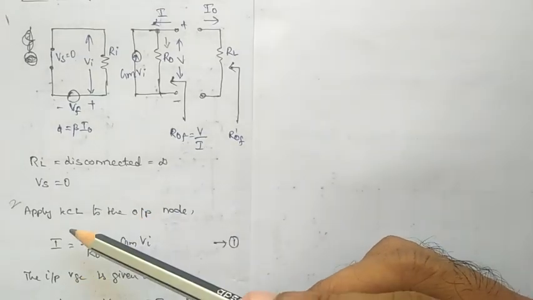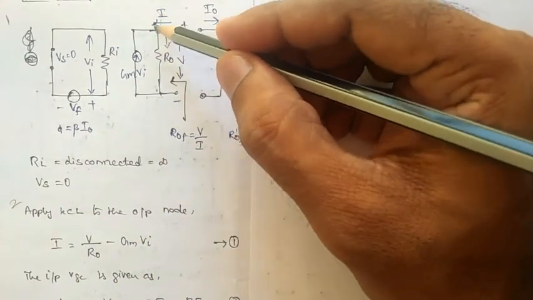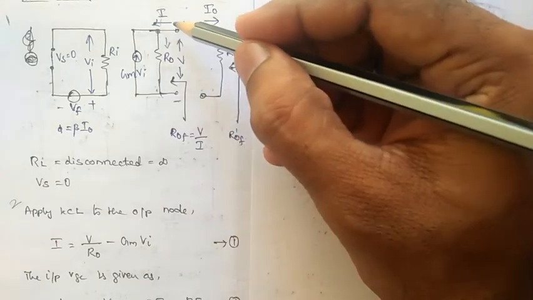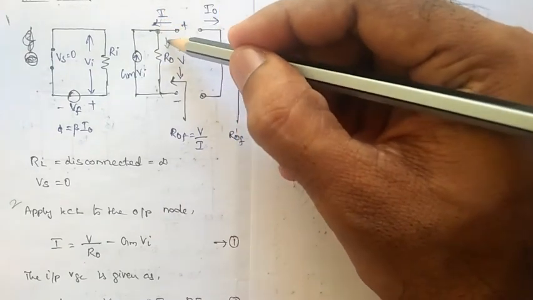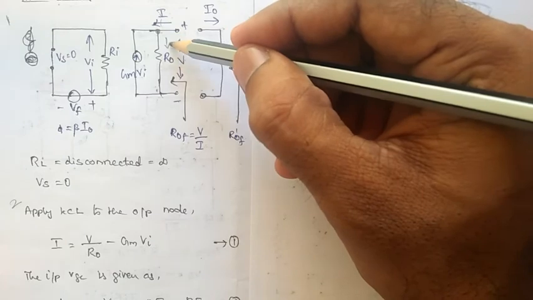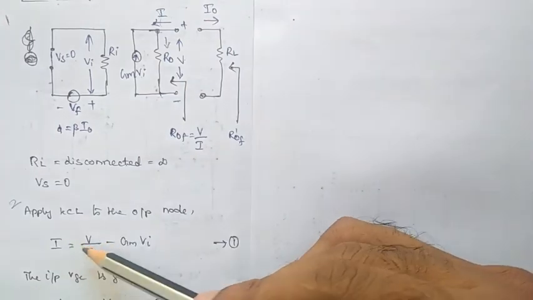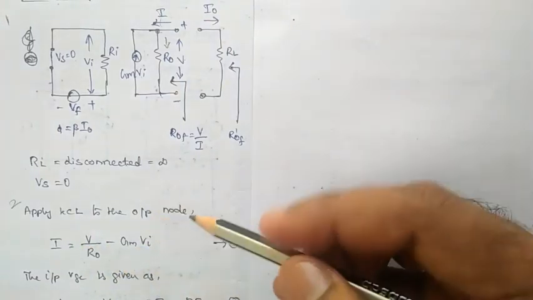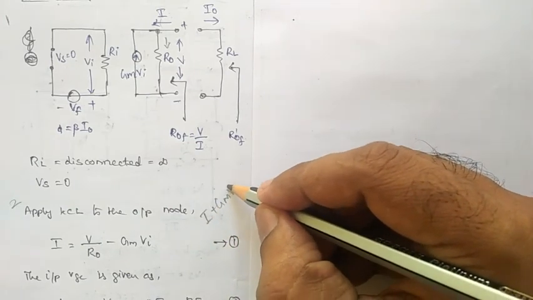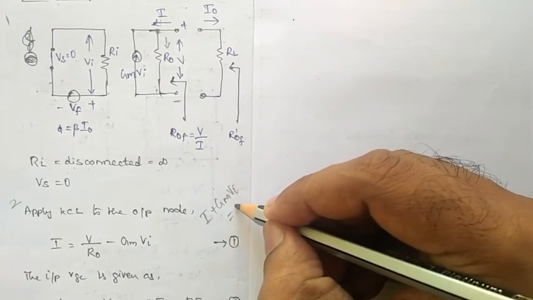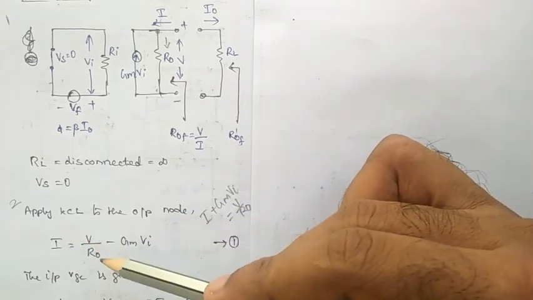Now we perform step 2, applying Kirchhoff's current law to the output node. So this is the output node. At this node, the entering currents are I and GM Vi. Both the currents are entering the node. The current leaving the node is through R0, that is V by R0. So the current entering the node, I plus GM Vi, is equal to the current leaving the node, V by R0. By rearranging this expression, I get I is equal to V by R0 minus GM Vi.